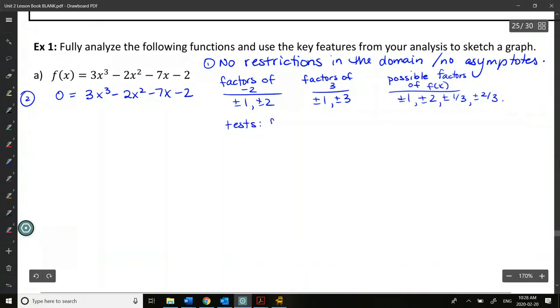So for instance, we will start and work our way. I don't usually like to plug in the fractions. Usually you'll get at least one whole number. That's not guaranteed, but usually you will. I like to test the whole numbers first. So here we'll get 3 minus 2 minus 7 minus 2. That gives us negative 8. So therefore, x minus 1 is not a factor.